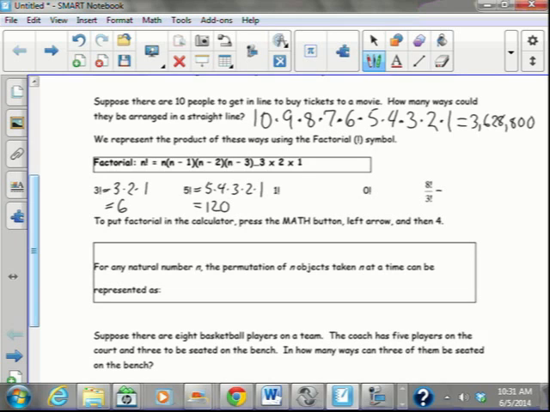Okay, I think you get the next one. And the last one here, 8 factorial divided by 3 factorial, so it's 8 times 7 times 6 times 5 times 4 times 3 times 2 times 1 over 3 factorial, 3 times 2 times 1. Now those cancel each other out, they divide, and so it just becomes 8 times 7 times 6 times 5 times 4, which equals 6,720. Okay. So to put a factorial in the calculator, you can push the math button. If you get the left arrow, number 4, you'll see that exclamation point there.